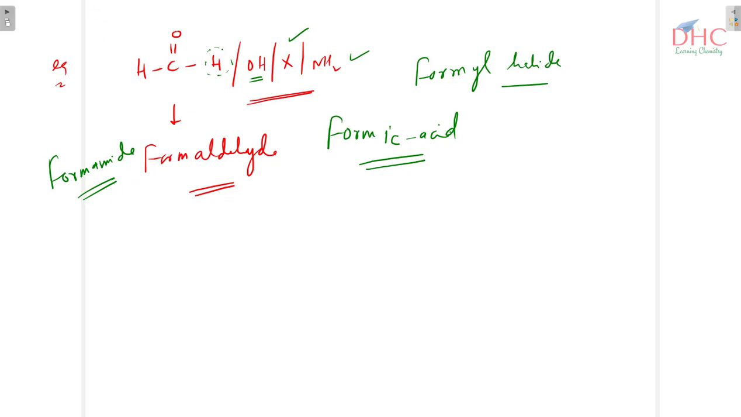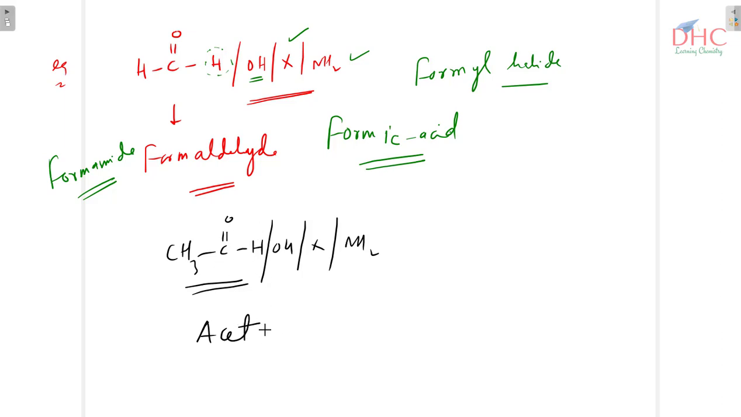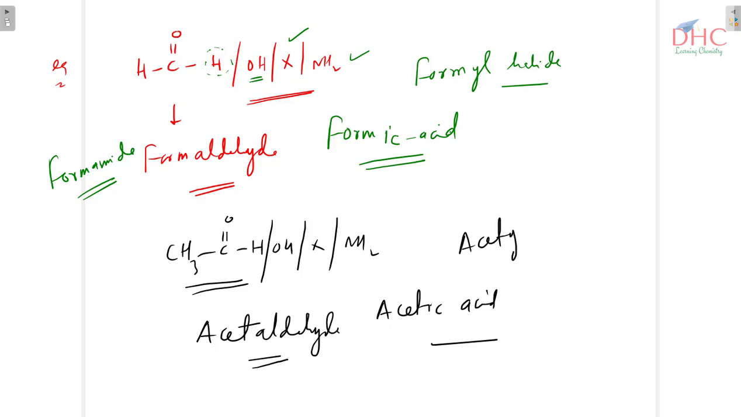Similarly, if you now have CH3 C double bond O, if there is H here, here can be OH also, here can be X also, here can be NH2 also in the same way. For this particular case, since there are 2 carbon atoms, it's having acet. Now this is the aldehyde group, so it's acetaldehyde. Now if instead of this H it has OH, it becomes acetic acid, because for carboxylic acid it becomes ic acid. So acet is the word for two carbon atoms. If instead of H you have X, it becomes acetyl halide.